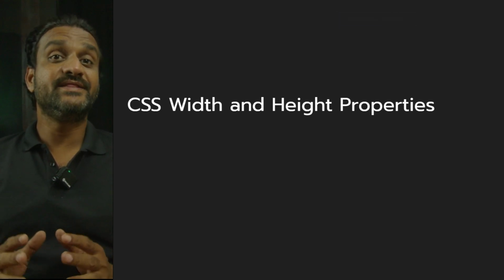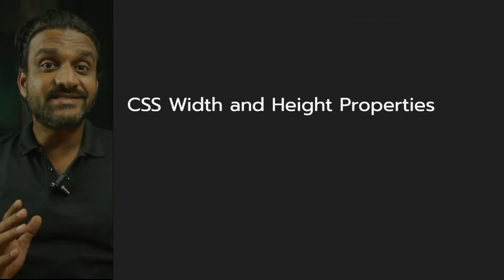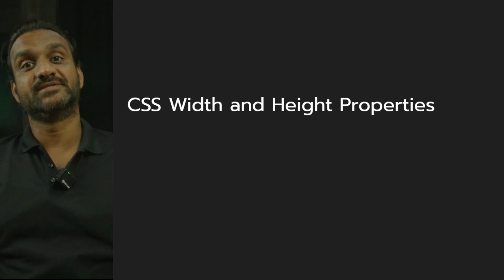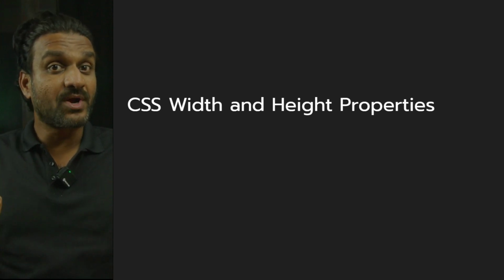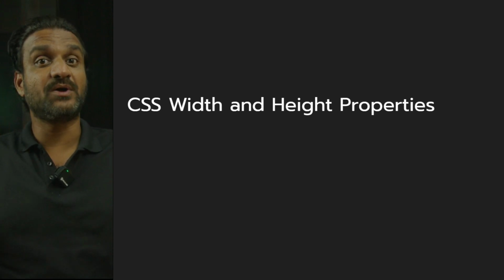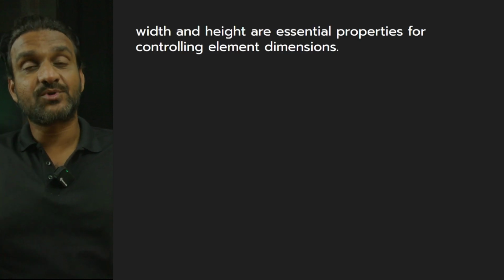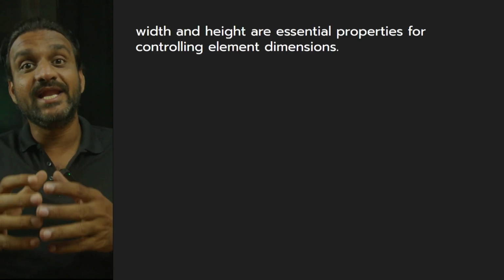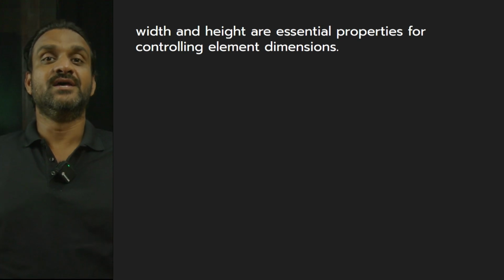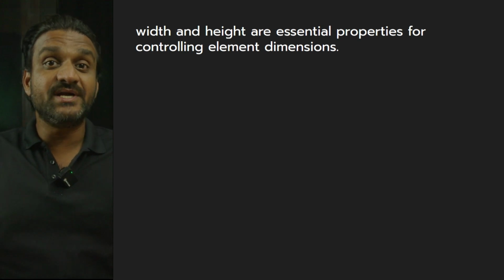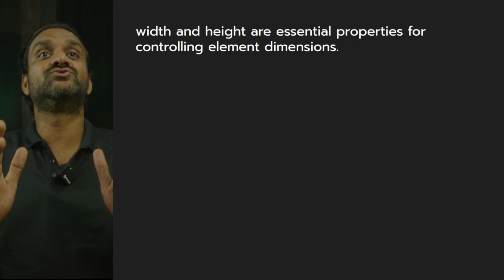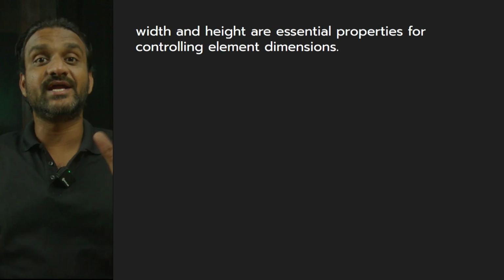I'm Vikram. In this class, we'll try to understand CSS width and height properties. So, what are these properties and what is the use of these properties? We will try to understand. Width and height are essential properties for controlling element dimensions. So, the dimensions of an element can be controlled by using these two properties. The properties are width and height.